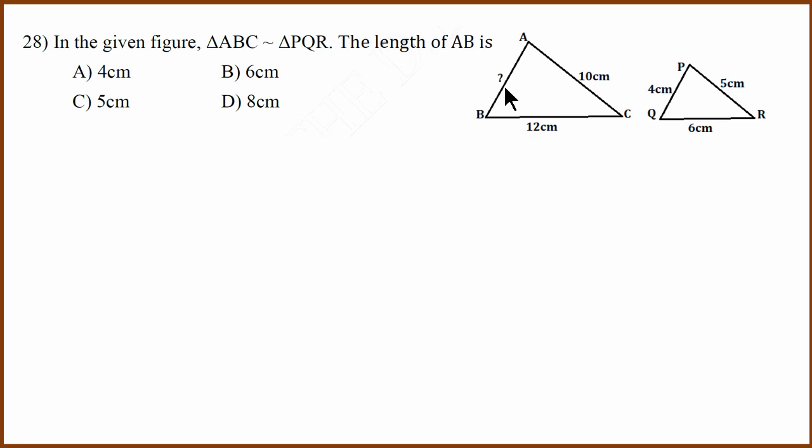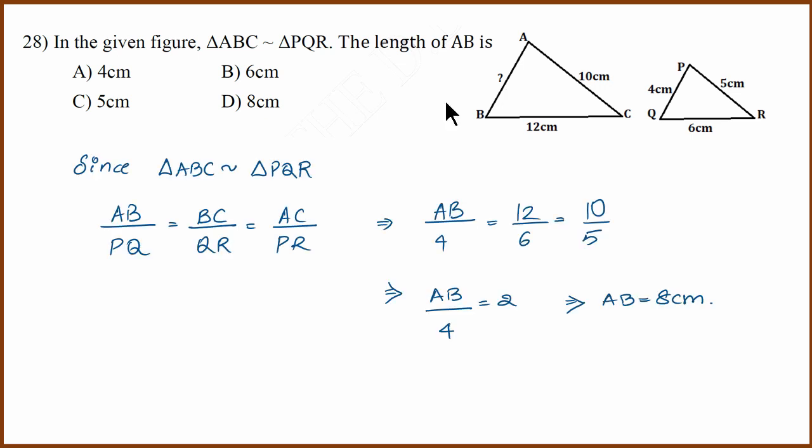Again, they are similar triangles, so we can use the fact that the ratio of their corresponding sides is equal. So we only don't know the side AB. Every other side we know. So what happens then is AB divided by 4 equals 12 by 6, which is 2, which means AB equals 8 centimeter. ನೀವು ಇಲ್ಲಿ ಟ್ರಯಾಂಗಲ್ ನೋಡಿದ್ರೆ ಗೊತ್ತಾಗುತ್ತೆ, ಎಲ್ಲ ಡಬಲ್ ಆಗಿದೆ. 5 10 ಆಗಿದೆ, 6 12 ಆಗಿದೆ, ಸೊ 4 8 ಆಗಿರಬೇಕು ಅಲ್ವಾ? ಸೊ ದ ಕರೆಕ್ಟ್ ಆನ್ಸರ್ ಇಸ್ ಡಿ.